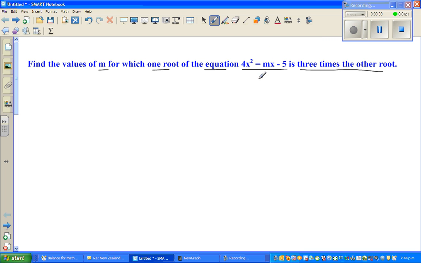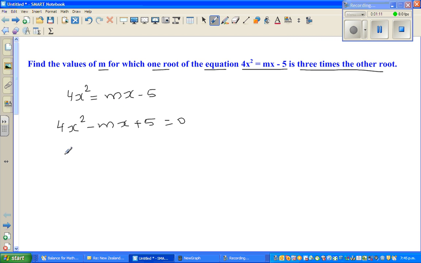Now, this is clearly a quadratic equation and it has two roots, okay? And that's what they're saying. So let us write this in the quadratic general form, which is 4x squared. So we want to write this as equal to 0. So I hope you understand this step. 4x squared minus mx plus 5 is equal to 0. So this is the general form, or the standard form of a quadratic equation.